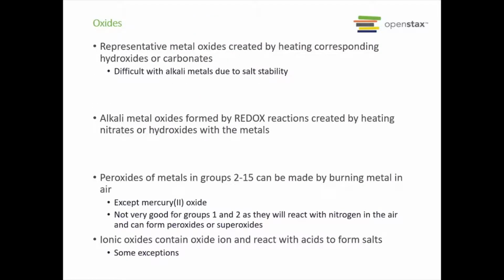So starting with oxides, representative metal oxides are created by heating corresponding hydroxides or carbonates, but this is difficult to do with alkali metals due to the stability of their salts. They don't like to do this reaction. But just to start with a couple of examples, we take some aluminum hydroxide and we heat it. So we're heating the hydroxide here to form aluminum oxide.